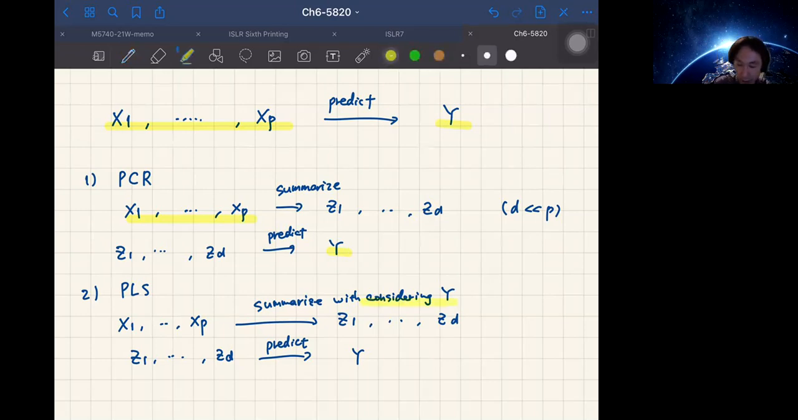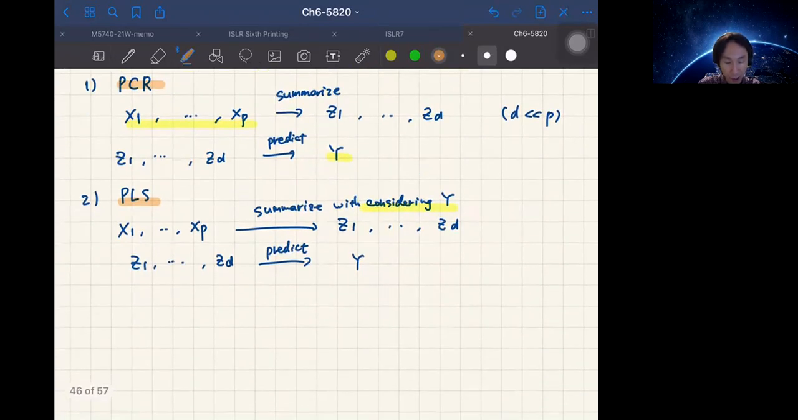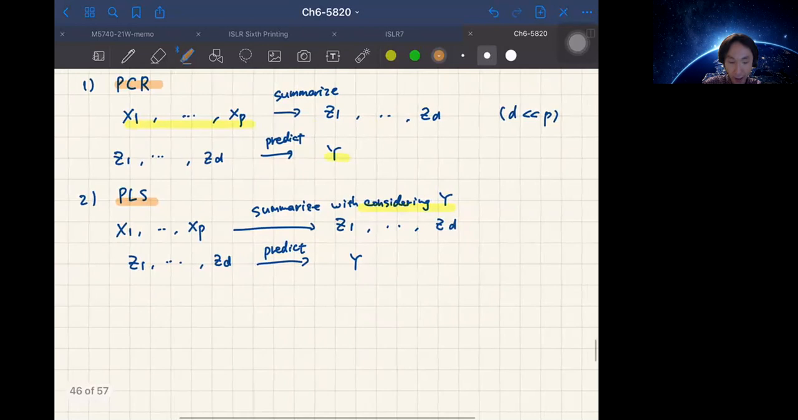If we consider which response variable we want to predict, then we can more efficiently summarize x1 to xp. That is the difference between PCR, the principal component regression, and the partial least squares. The summary really depends on the objective. If business school students study statistics, they summarize statistical results in a different way, and probably they don't care too much about mathematics. So the summary really depends on the objective. We use the objective, that is y, to summarize the information. That is the idea of partial least squares.